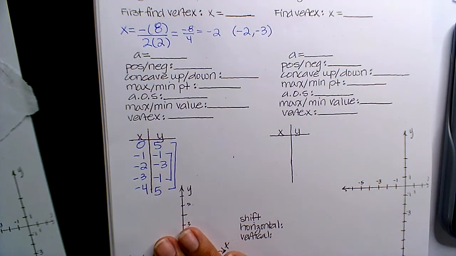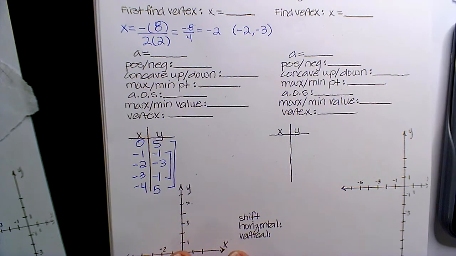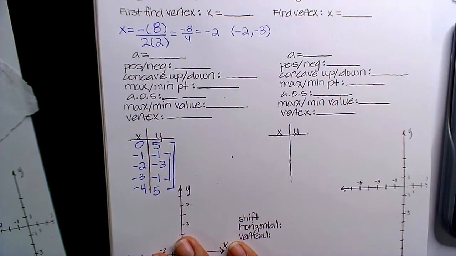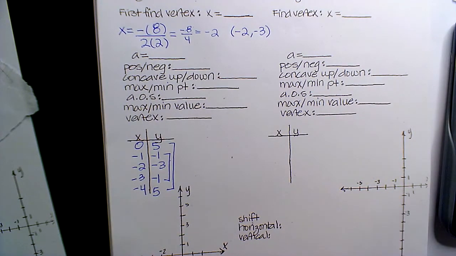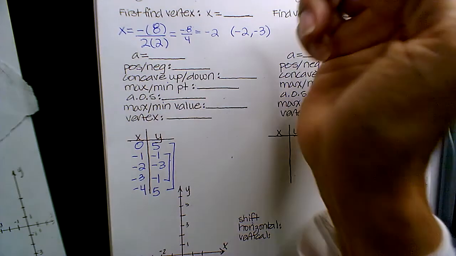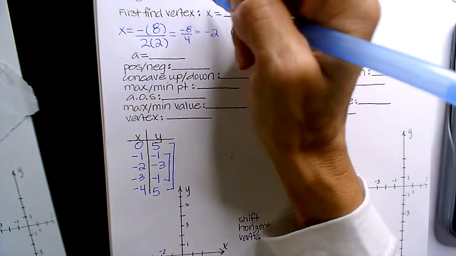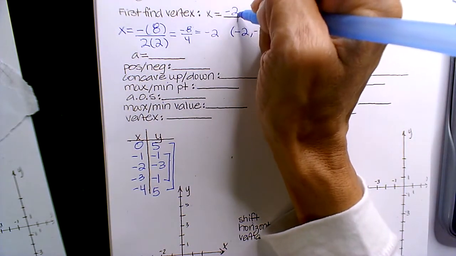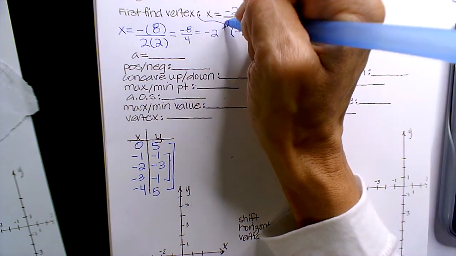Okay, you guys will go ahead and plot these. Oh yeah, you can put the vertex here. I know x is equal to -2, but then the vertex is here.